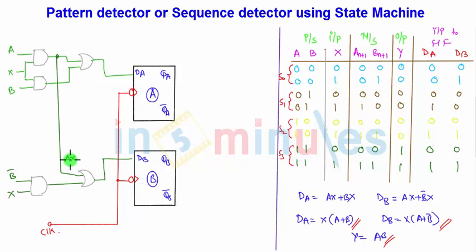Y is remaining here, so the output Y is nothing but the product of A and B, so Y is equal to A into B. So that's all about the logic diagram for the sequence detector.